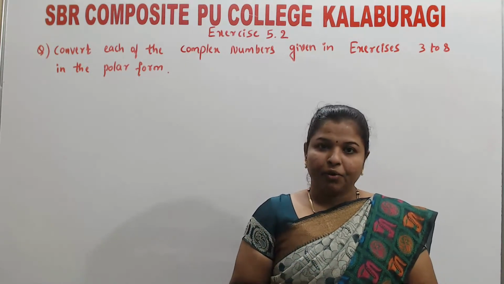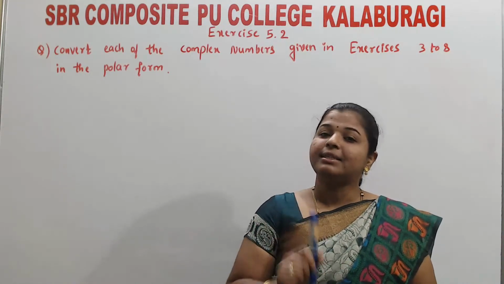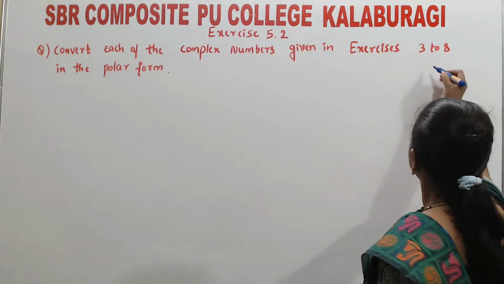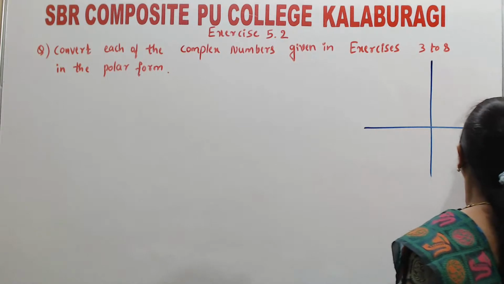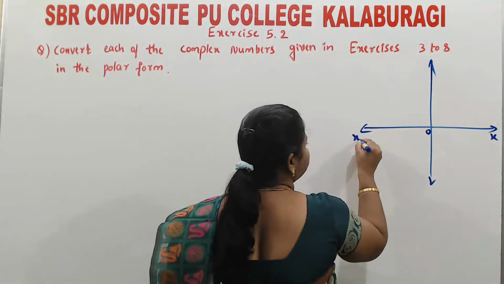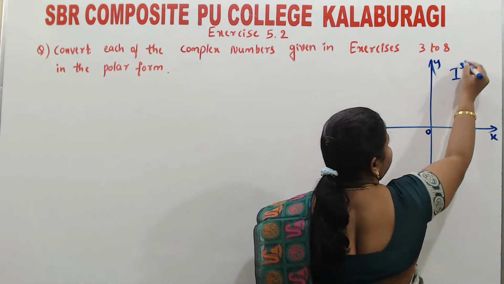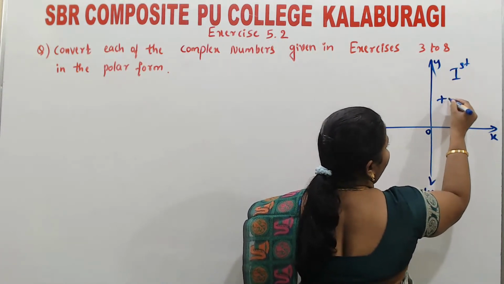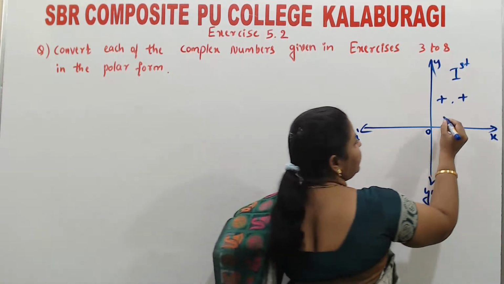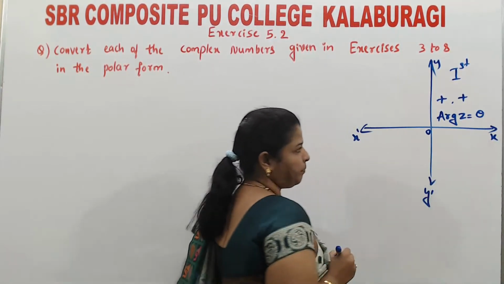For writing the argument of a complex number, we have to check in which quadrant the given complex number exists, right? Once again, I will say that. X, X dash, Y, Y dash, right? In the first quadrant, x is positive, y is also positive. If x and y both are positive, then argument of z is equal to theta, right?